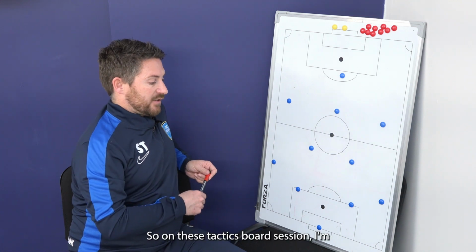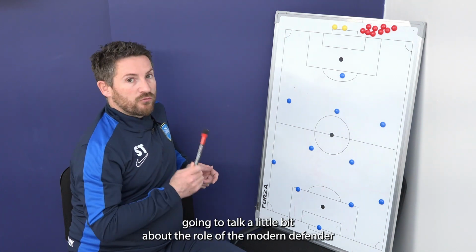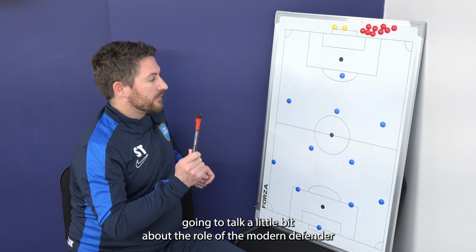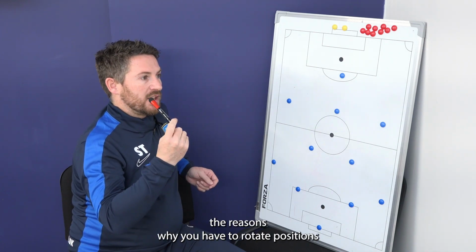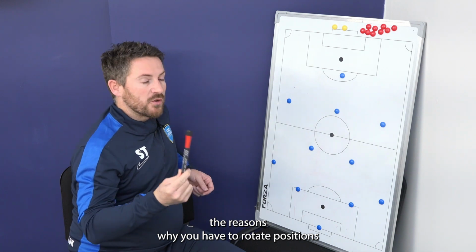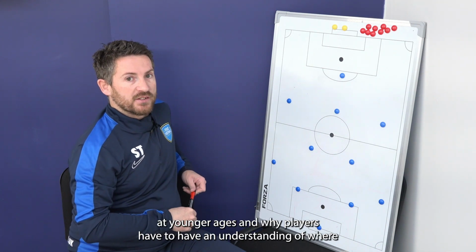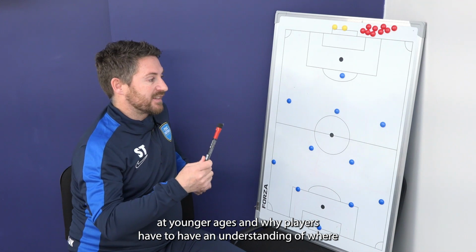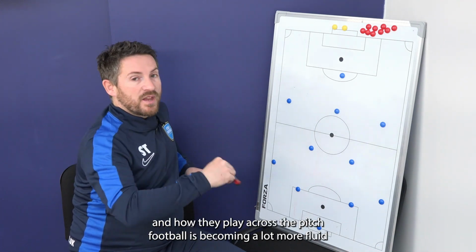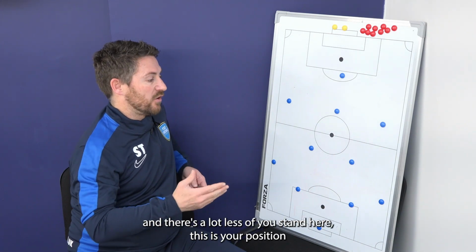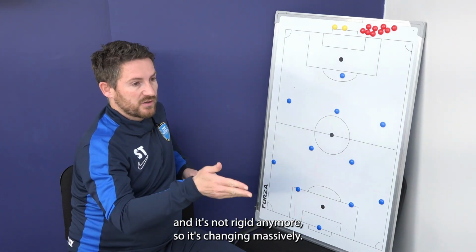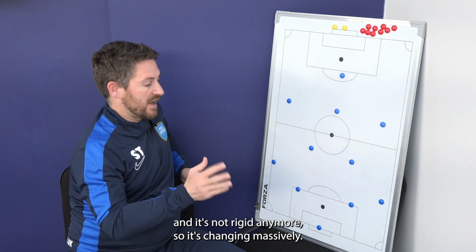Okay, so on this tactics board session, I'm going to talk a little bit about the role of the modern defender. And the knock-on effect of why we talk about this is the reasons why you have to rotate positions at younger ages and why players have to have an understanding of where and how they play across the pitch. Football's becoming a lot more fluid and there's a lot less of you stand here, this is your position. It's not as rigid anymore, so it's changing massively.